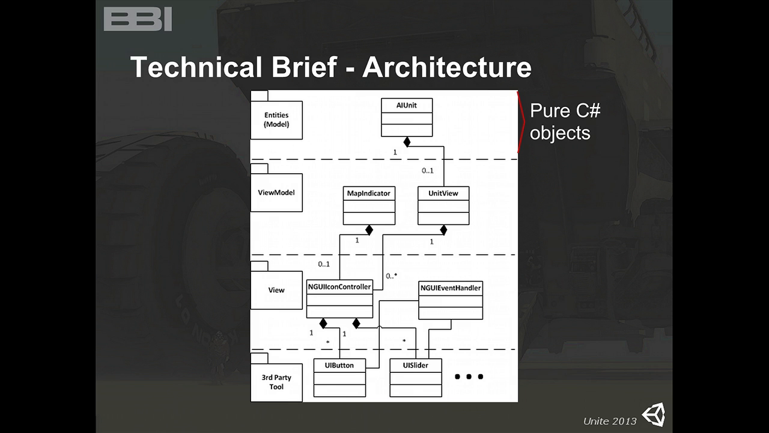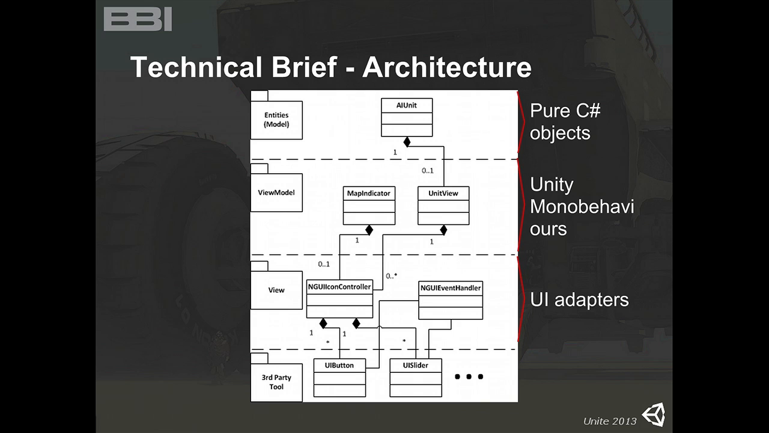So at the very base level, we have our AI units, which are pure C# objects. And then we have a transformation of that data into something which is easily represented and modifiable and tunable within Unity, which are our unit views. And I threw in map indicators just as another example. And for all these view models, we have the view, which is the glue of our user interface between our view model and the third-party tool we're using.